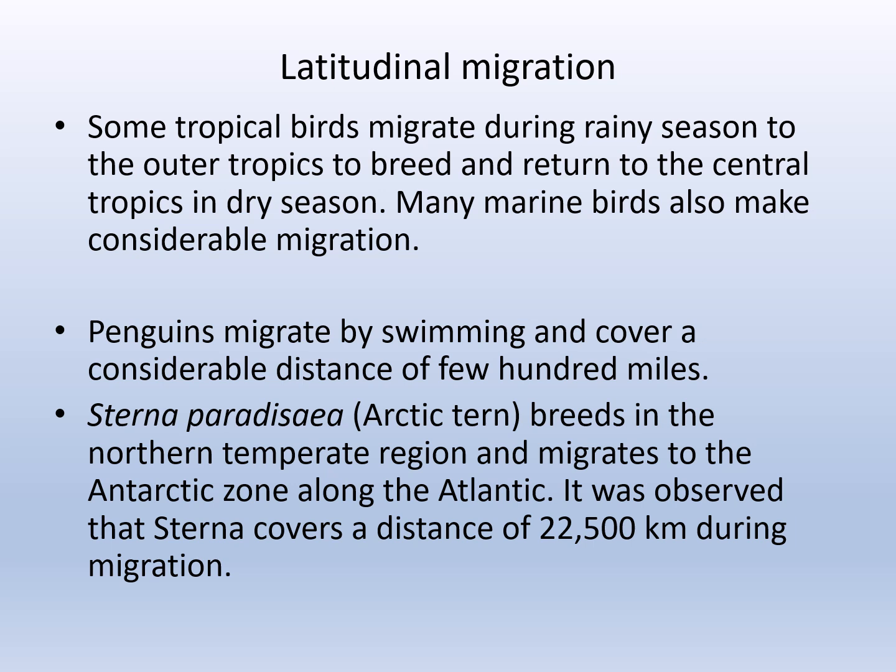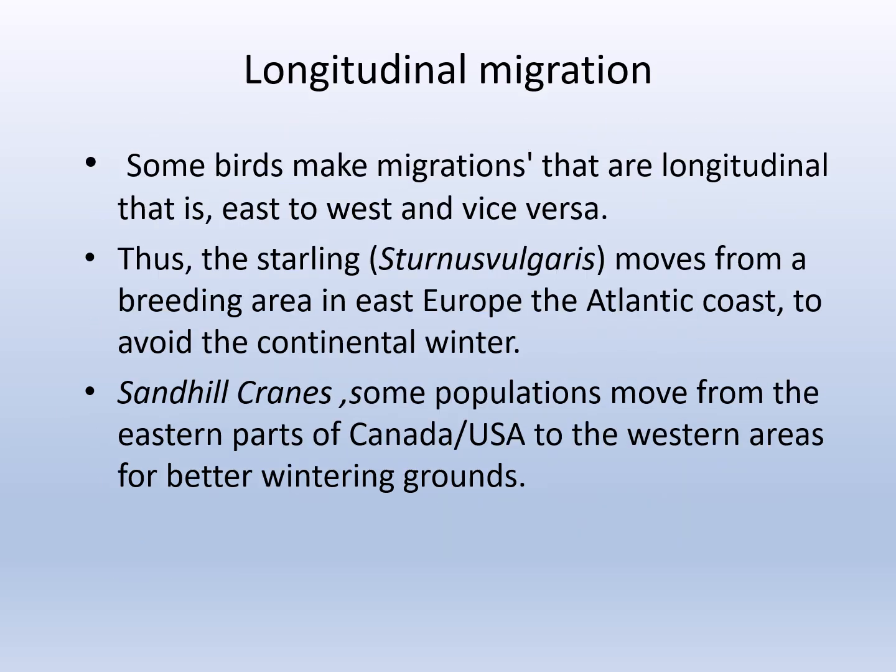kilometers. Some tropical birds migrate during the rainy season to the outer tropics to breed and return to the central tropics in dry season. Many marine birds also make a considerable migration. Penguins migrate by swimming and cover a considerable distance of a few hundred miles. The Arctic tern, the Sterna paradisea, breeds in the northern temperate region and migrates to the Antarctic zone along the Atlantic. It was observed that Sterna covers a distance of 22,500 kilometers during migration.